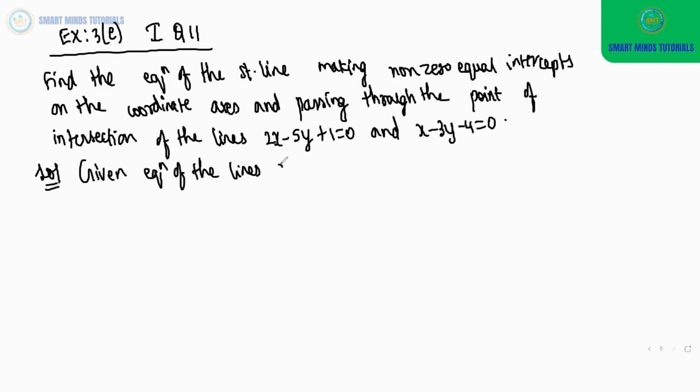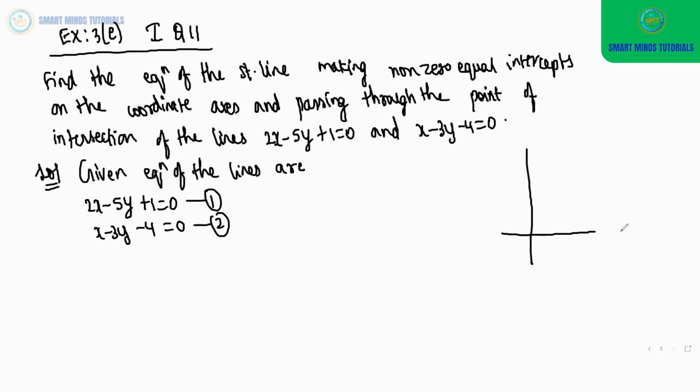Given equations of the lines are 2x minus 5y plus 1 is equal to 0, equation number 1, and x minus 3y minus 4 is equal to 0, equation number 2. Let us draw this figure. This is the coordinate axis. If I draw a line, then this is the x-intercept and this is the y-intercept. So this is O, this is A, and this is B. So small a is the x-intercept, small b is the y-intercept.